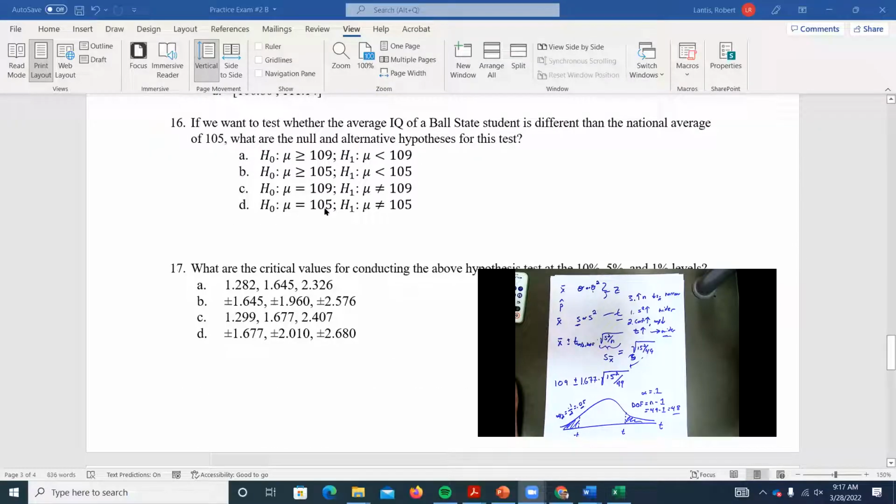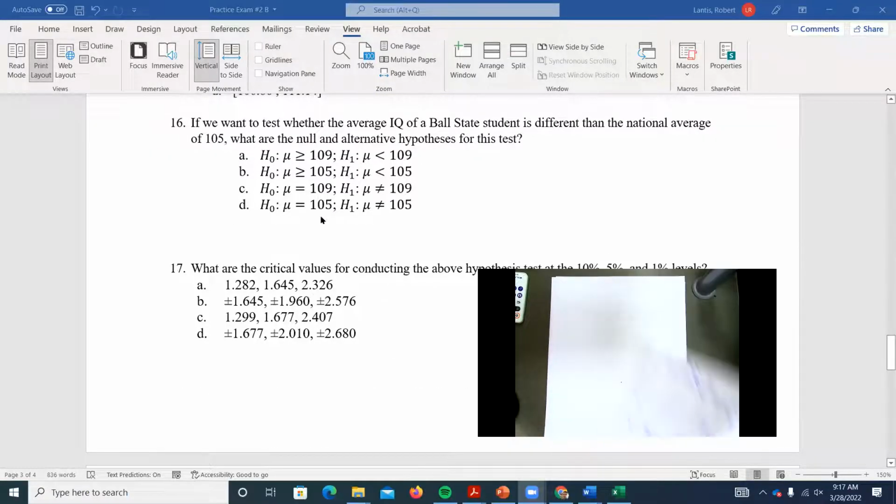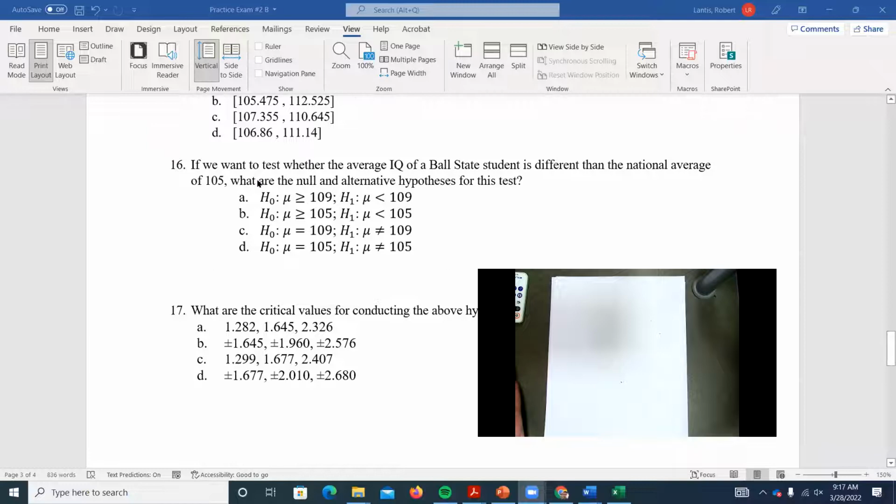All right, so now we're fine. I promise we'll get to the hypothesis testing, but I've got to set these examples up, right? So on 16, what if we want to test for whether or not the average IQ of the Ball State student, which is, we were taking a sample of these Ball State students, and we thought, is it different from the national average of 105?